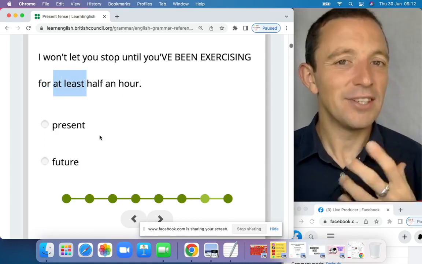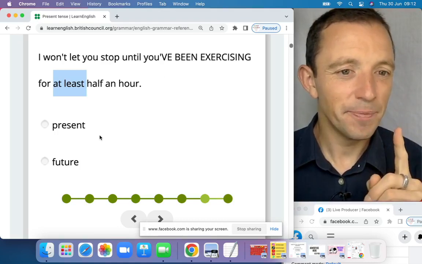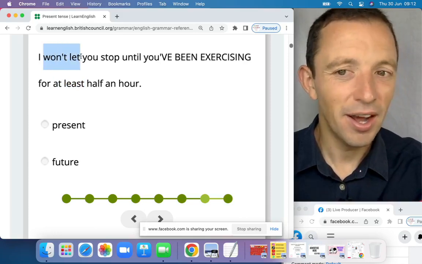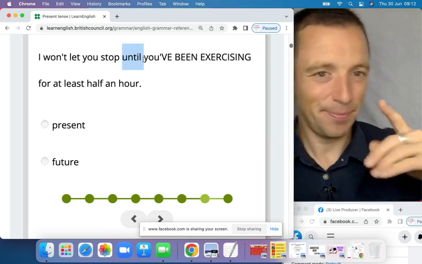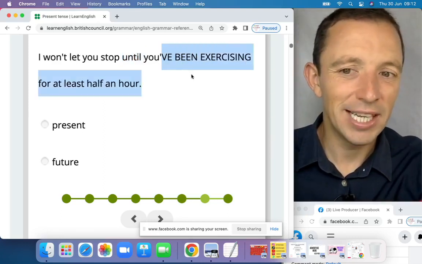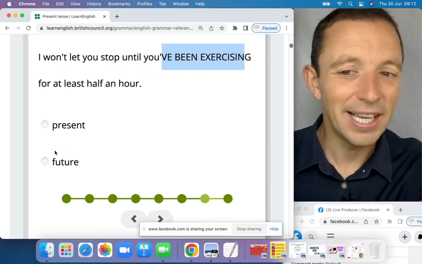Is this the present or is this the future? For me, it's clear because the first part is the future. I will not let you, in the future, stop until a time in the future you have been exercising for at least half an hour. This is the present perfect continuous, but we are speaking about the future.